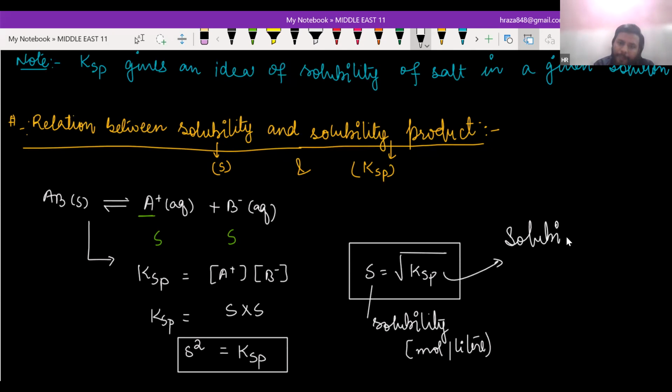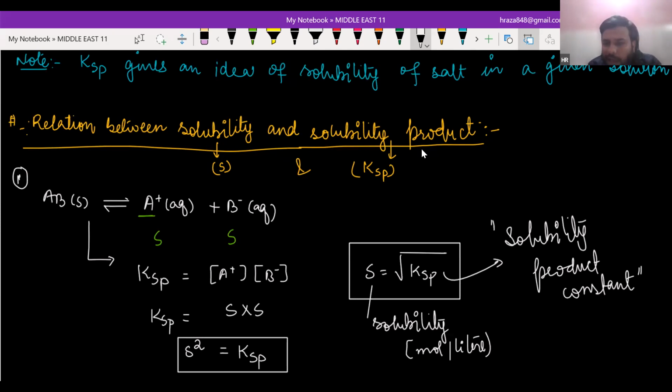Solubility product you can say, or solubility product constant you can also say. So it is the first reaction. For different reactions you will see it will have different relations.